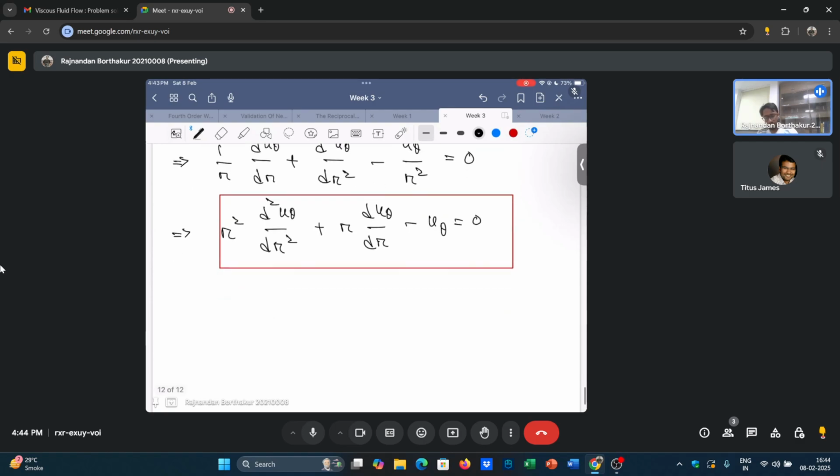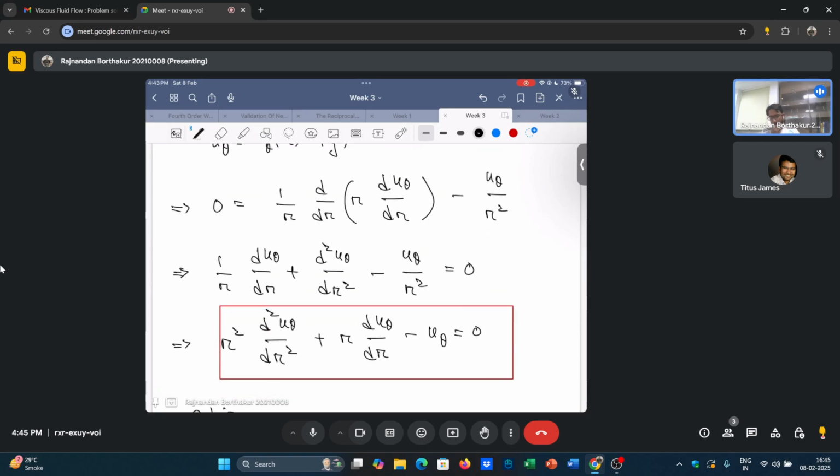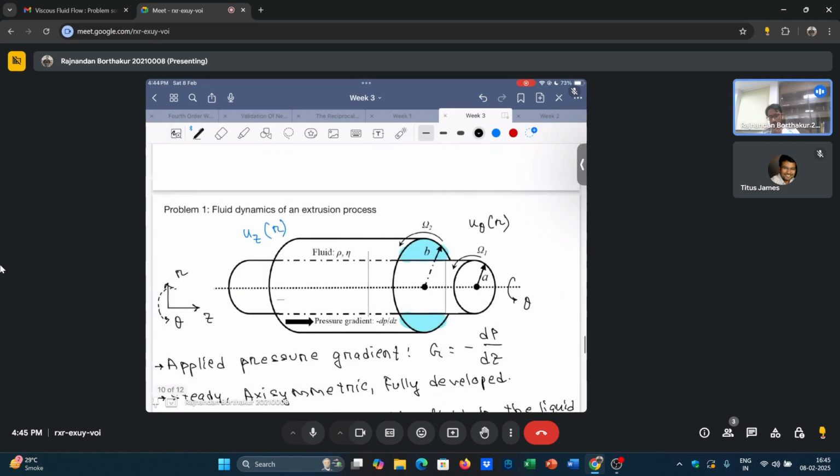All right. So this equation is subject to what? Now can you tell me the boundary condition? If you want to solve this equation, you need boundary conditions. So can you tell me what are the two boundary conditions for u theta? Just look at this picture. We have two cylinders that are basically rotating.